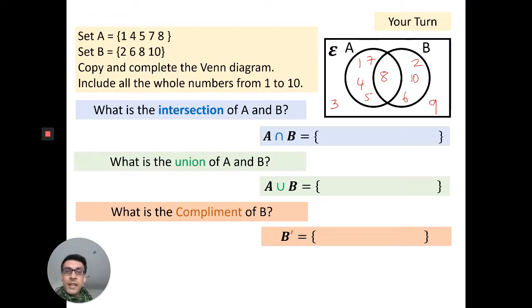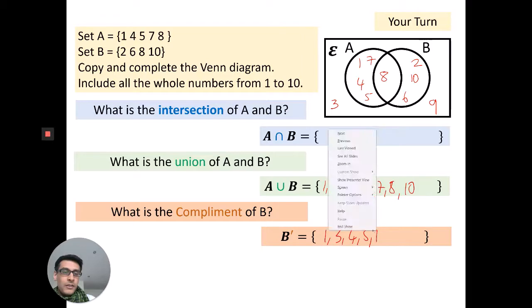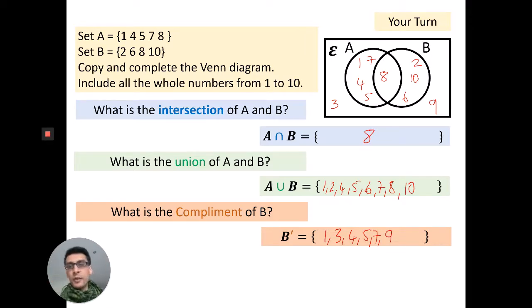So we can say the intersection of A and B is just 8. The union of A and B is going to be all the numbers except 3 and 9. So that's going to be 1, 2, 4, 5, 6, 7, 8, and 10 as well. And then the complement of B is anything that's not inside B. So that's going to be 1, 3, 4, 5, 7, 9. That's it. So 2, 6, and 10 are missing from that.